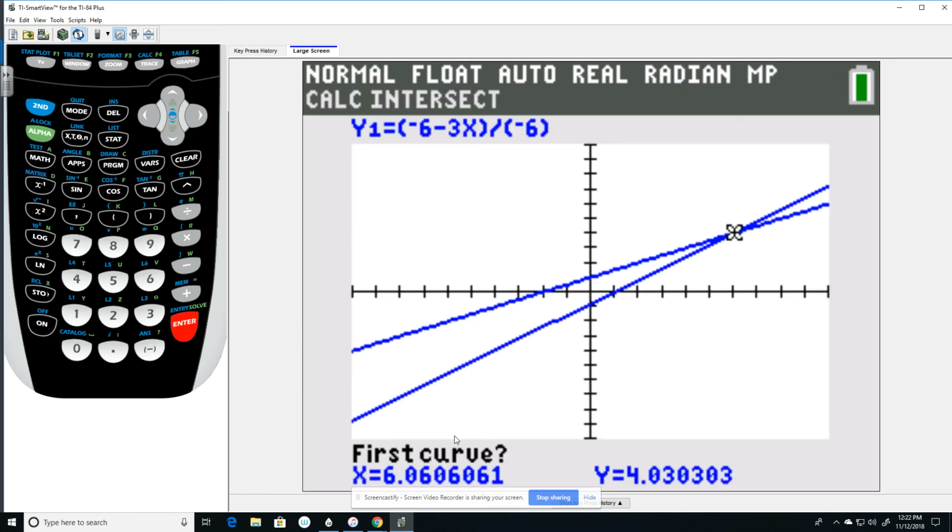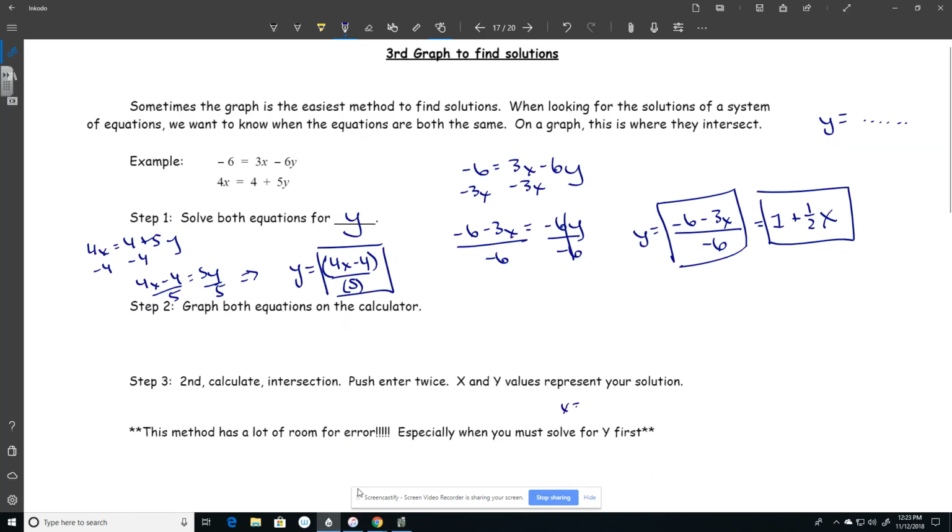Hit enter. First curve, it just wants me to select my first line. And I hit enter. Second curve, it wants me to select my second line. I hit enter. And now it wants me to guess. So I can move to where I think they intersect and hit enter. And it tells me that they intersect when x equals 6 and y equals 4. So my answer would be x equals 6 and y equals 4, or 6, 4.